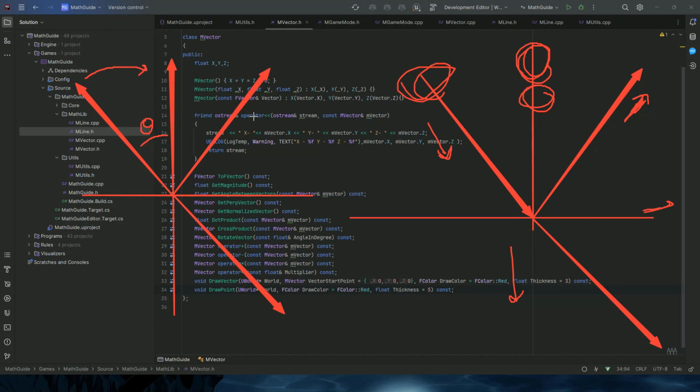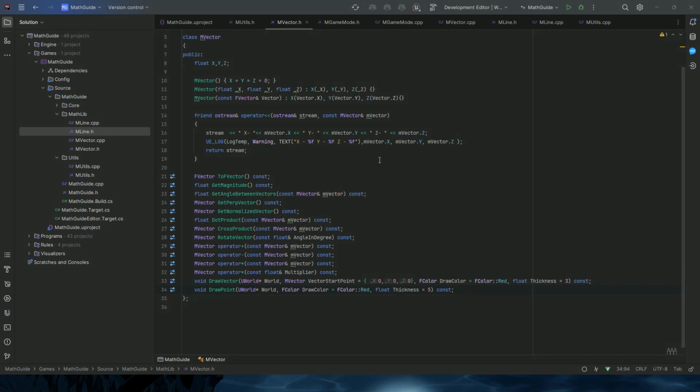Dot product, yes. Let's imagine this is A and this is B, then we can calculate the angle between two vectors. We have already created this function, so we will use that. Okay, I hope you understand this concept.